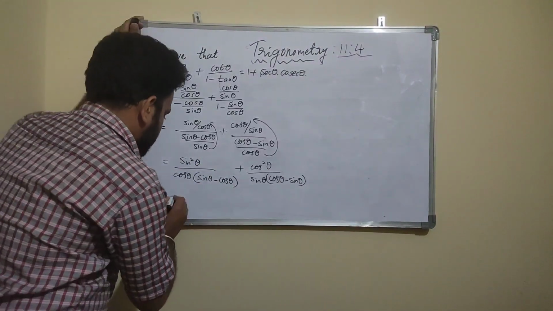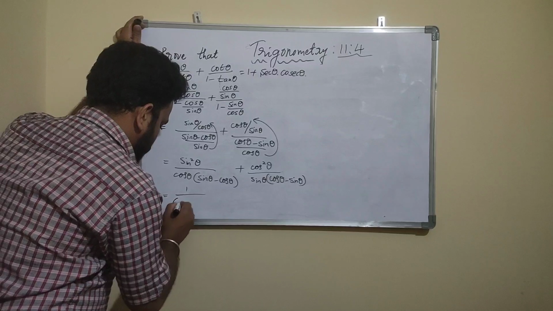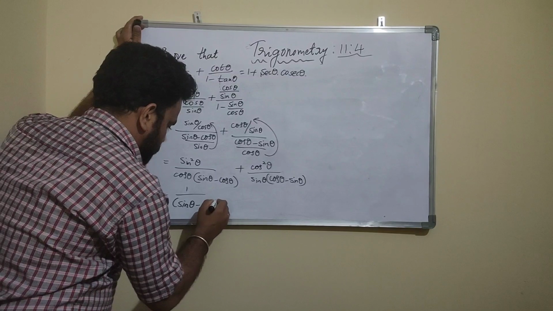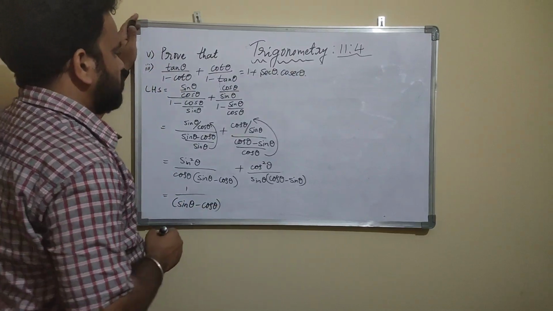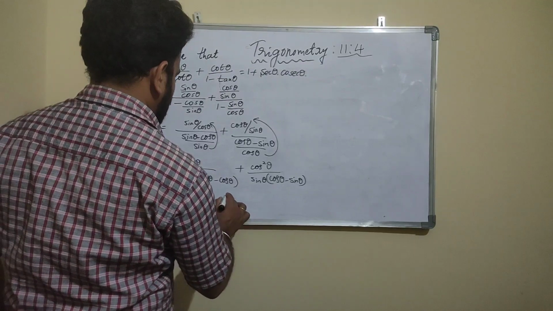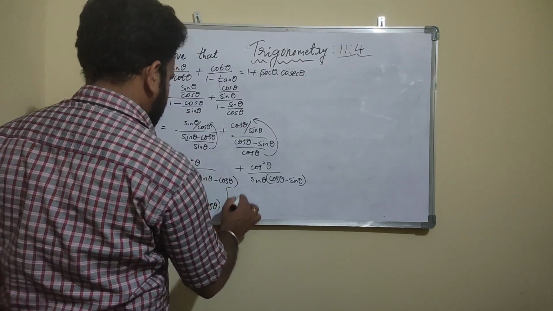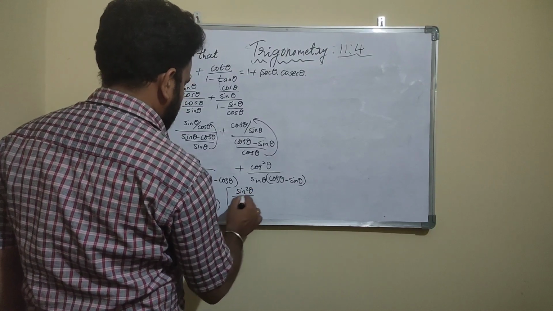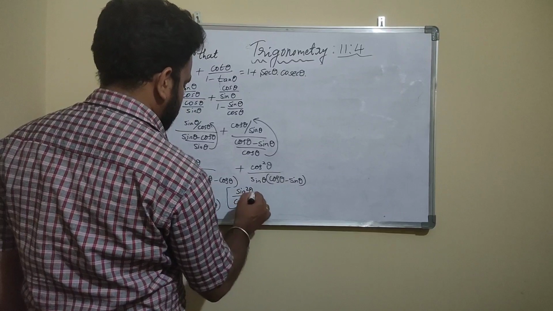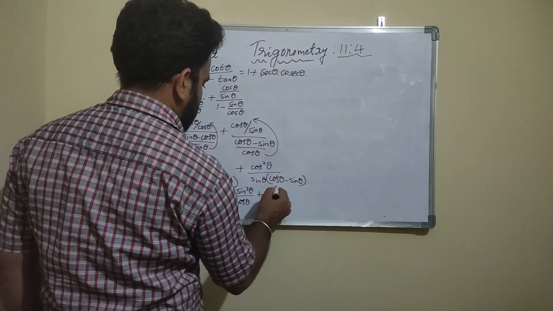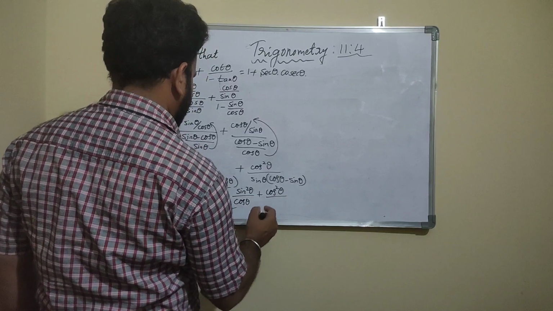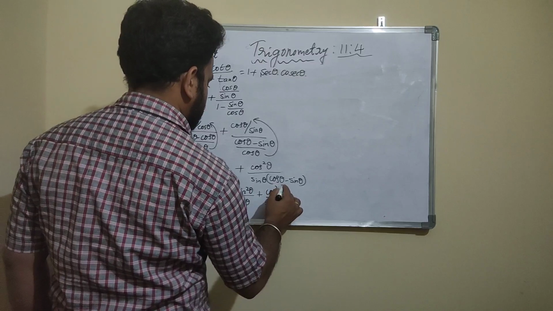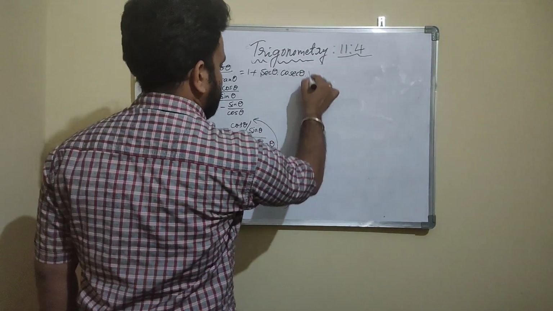Here what we can do is, I will take sin theta cos theta common. Now what is remaining here, in the bracket remaining is sin square theta by cos theta plus cos square theta by sin theta, right? I will continue here.